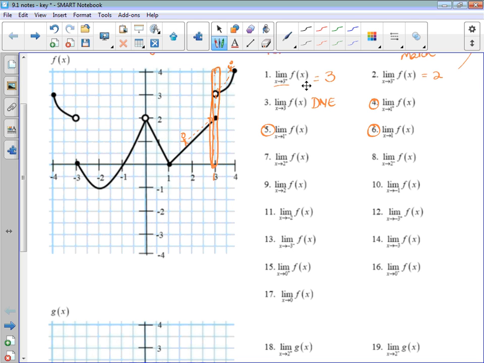All right, guys, so let's look at 4. As I approach 1 from the right, so let me get rid of these guys. So there I am. I'm going that way. What am I getting close to? 0. What about from the left? I'm sliding down that slide. What am I getting close to? 0.